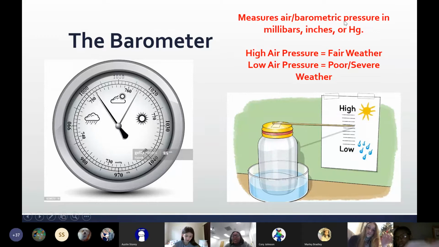So can someone tell us, again, what does fair weather mean? Fair weather? It means good weather. Good weather. Very good. Fair weather is good weather.